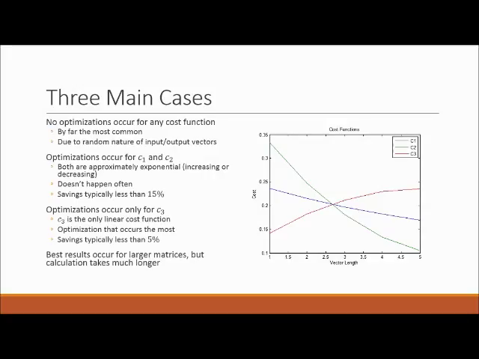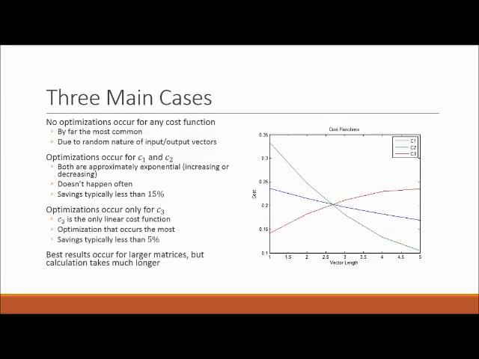The next possibility is that optimizations occur for both C1 and C2. You can see on the left that both C1 and C2 decrease over time. Now this doesn't happen often, and the savings typically are less than 15%.